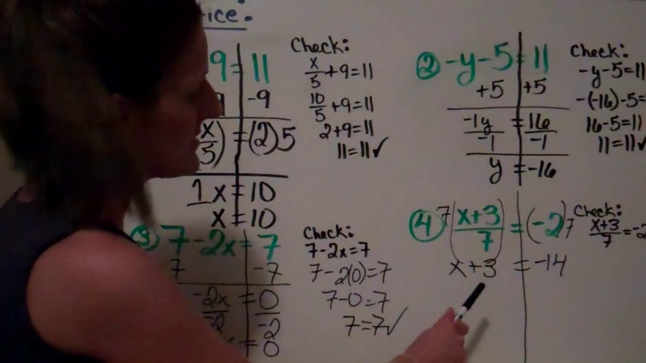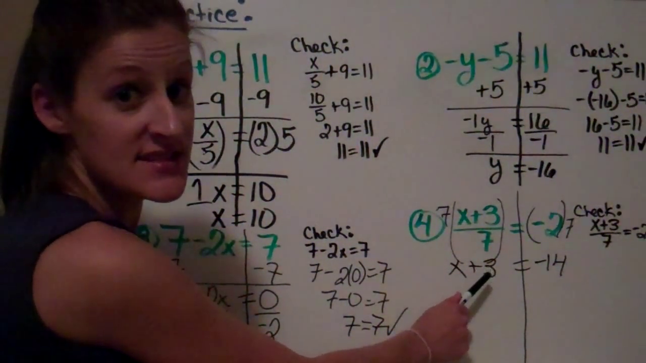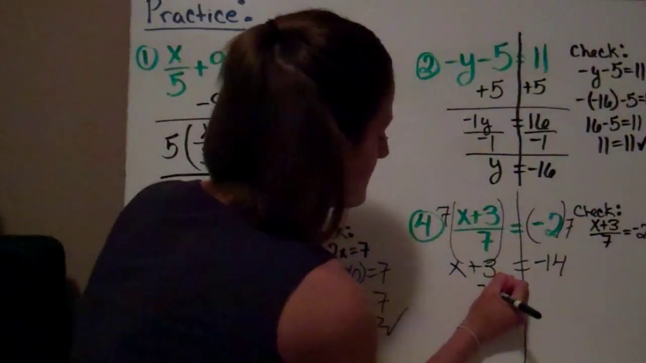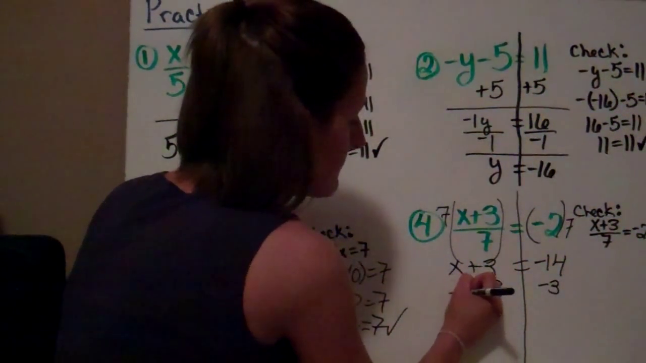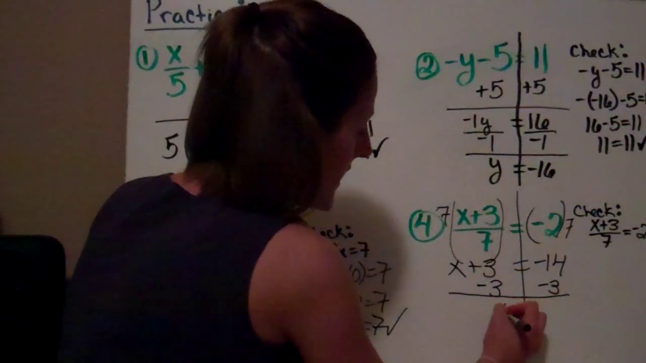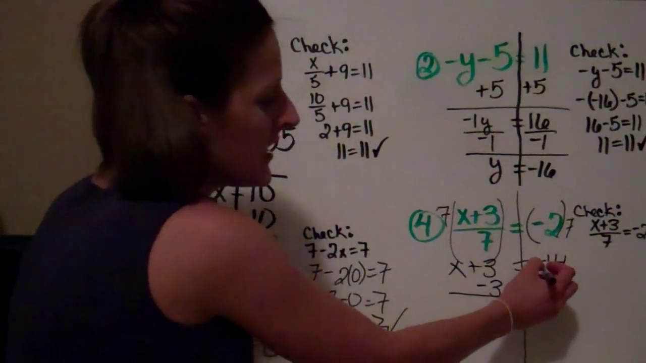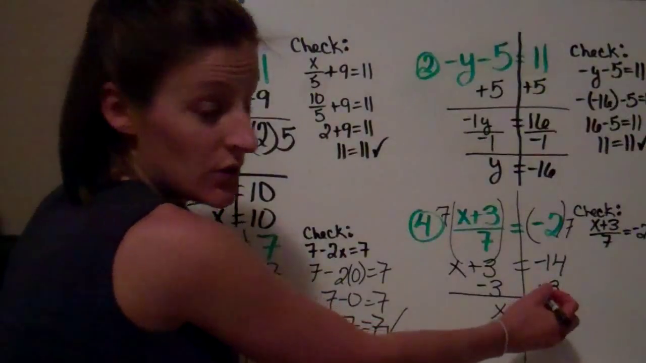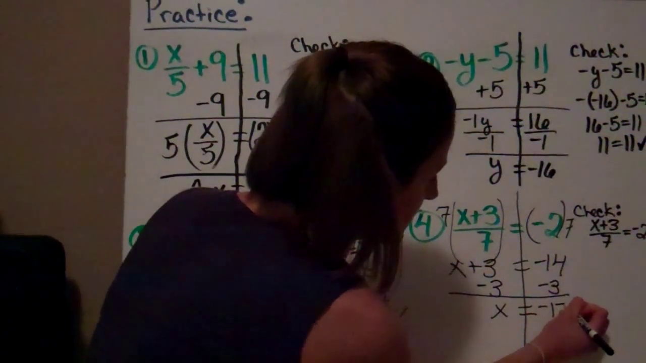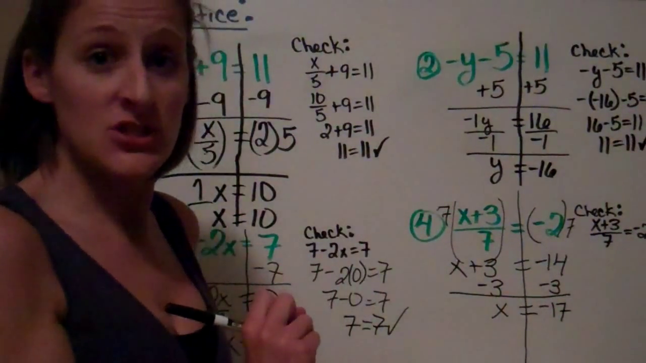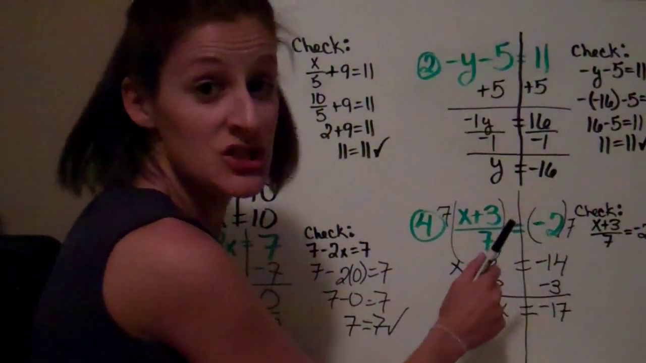Okay, now I need to move this 3. This is a plus 3. I need to do the opposite, so I need to subtract 3 from both sides. I get x to equal negative 14 minus 3 is going to be a negative 17 as my answer.